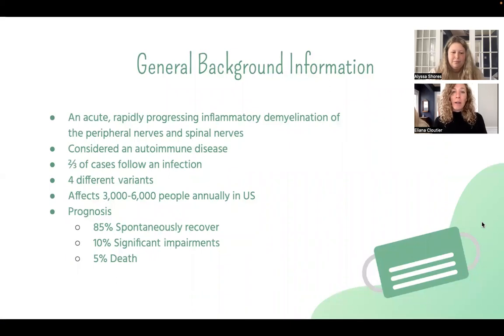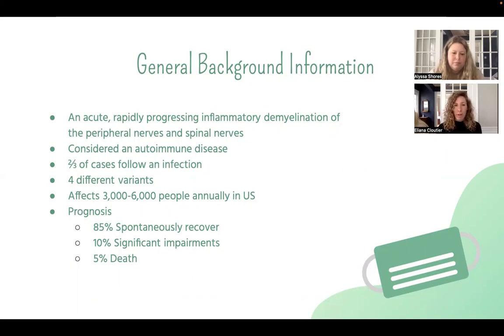All right, a little background information about Guillain-Barré. It is an acute, rapidly progressing inflammatory disease of the peripheral nerves and spinal nerves. And as I said before, it's an autoimmune disease. Two thirds of the cases follow an infection, more bacterial than viral, but it is rare. Also, vaccines are known to trigger it, as have surgical procedures.